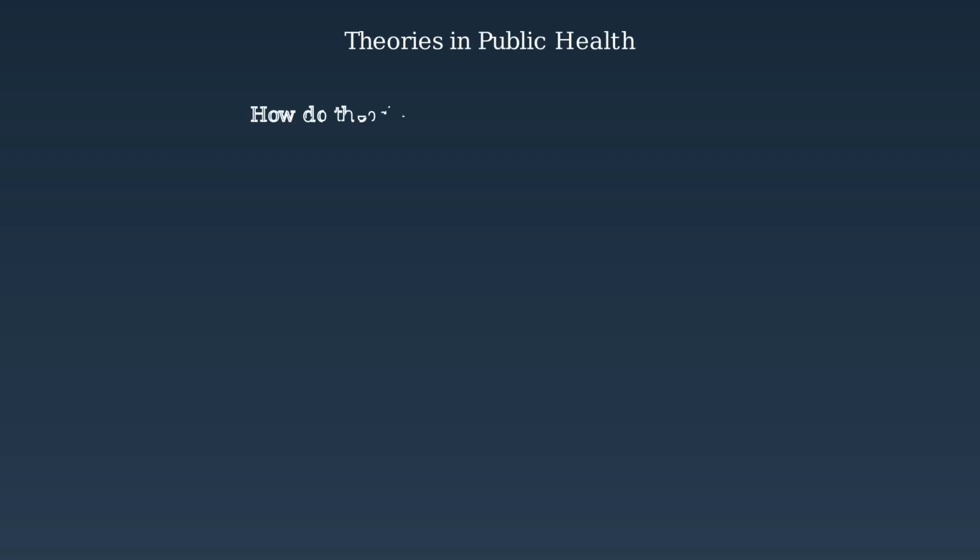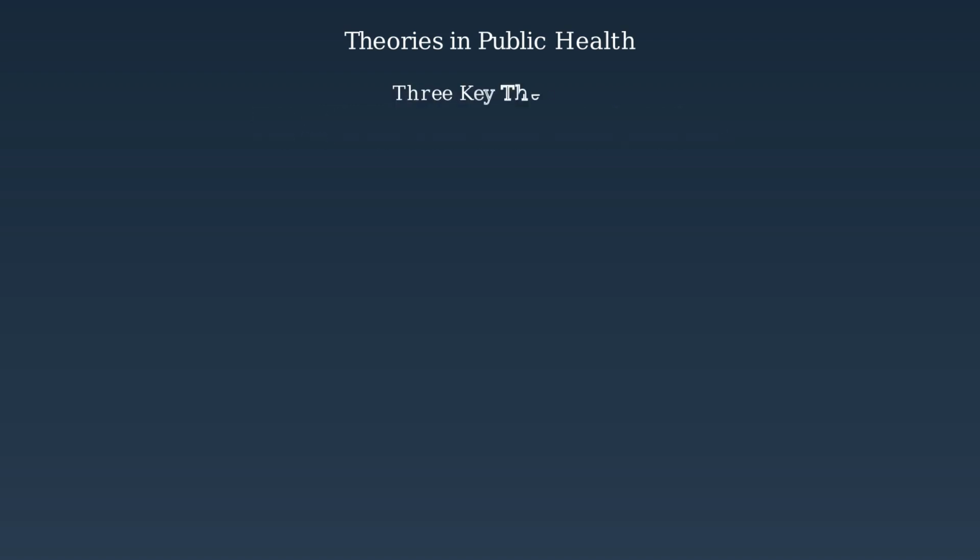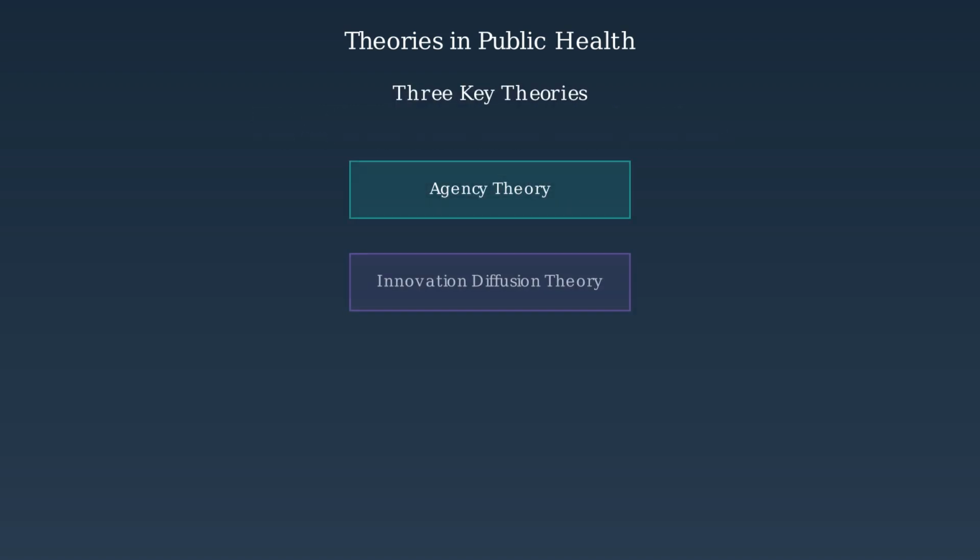Theories in public health. How do theories from economics and sociology help us design better public health programs? Public health draws on behavioral sciences, including psychology, sociology, and anthropology, to understand and influence health behaviors. In this series, we'll explore three powerful theoretical frameworks that help us design and implement effective public health initiatives.